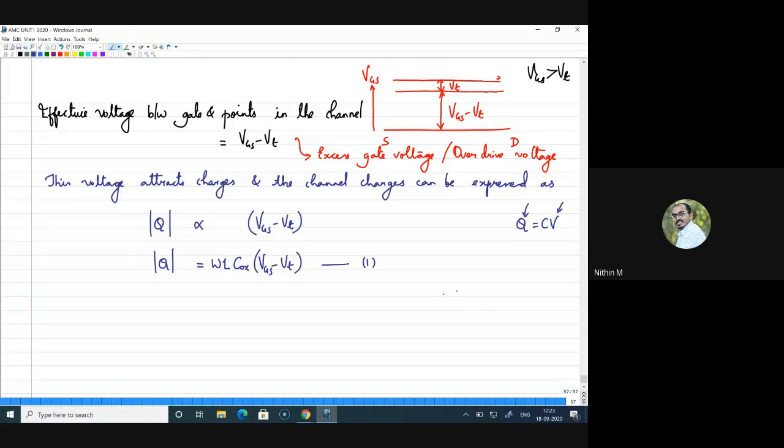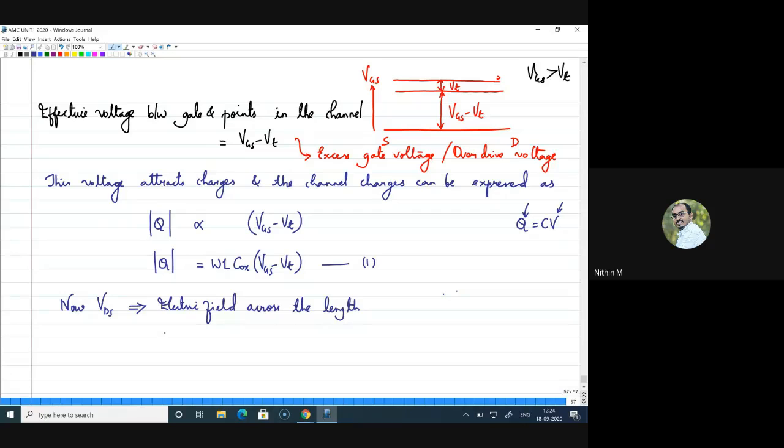Let me just finish a bit more from this. Right. So this is the initial charges in the channel when a very small VDS is present, or when your VDS is almost negligible. In that case also, this is the channel charges. Right. Now I'll bring in the effect of VDS. Now, if I'm applying VDS, that will establish an electric field across the length, because VDS is applied between source and drain. So an electric field will be established across the length of the MOSFET, right?